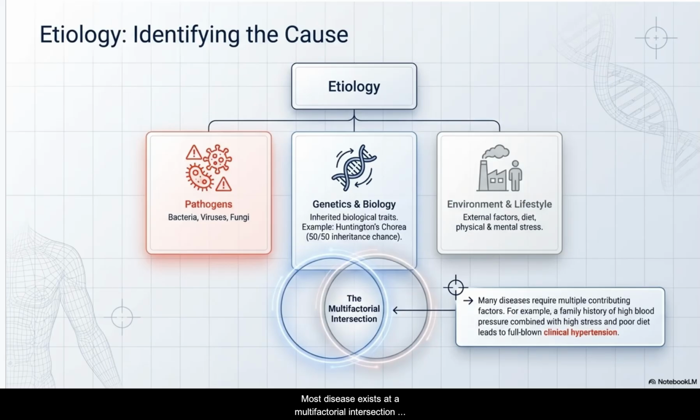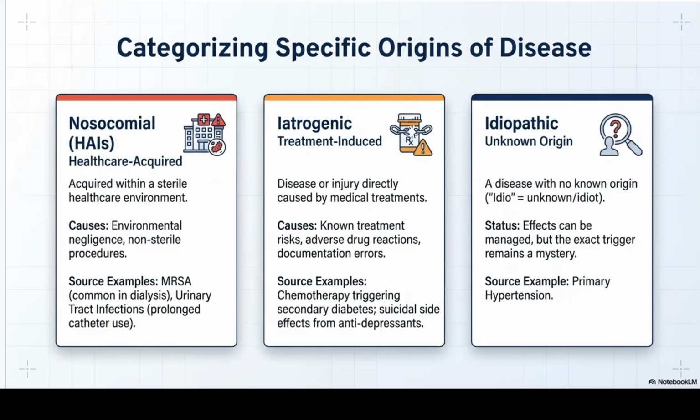Most disease exists at a multifactorial intersection where several factors combine together. For instance, a family history of high blood pressure combined with a poor diet can lead to clinical hypertension, right? So if you have, for example, even diabetes in your family, it doesn't mean that you can't manage it. Now, if it's in your family and at the same time you have a poor diet, that's just going to increase the chance of the disease.